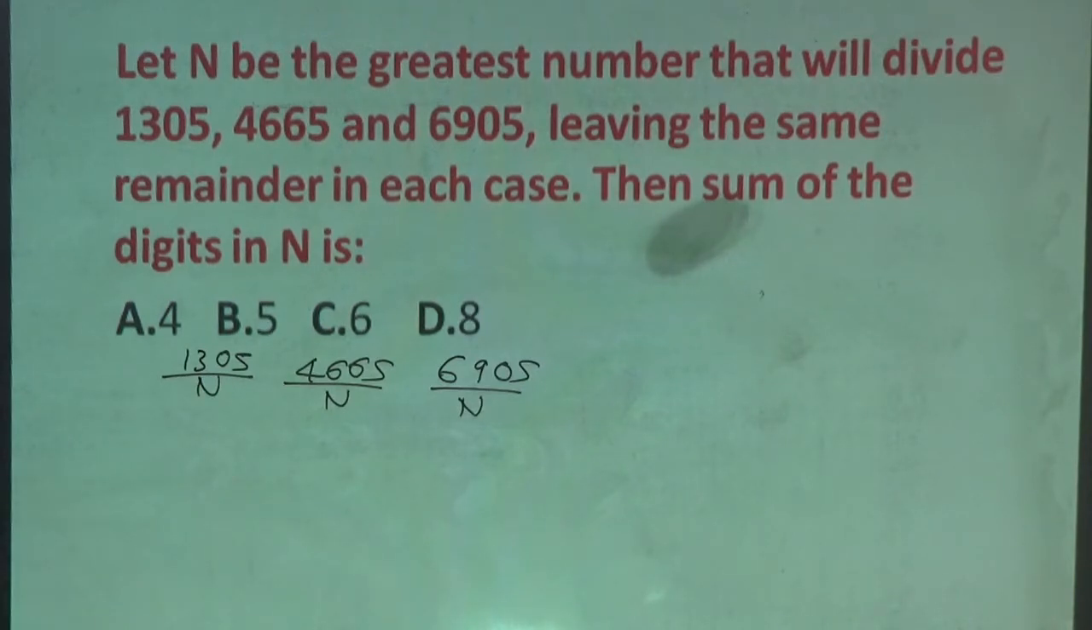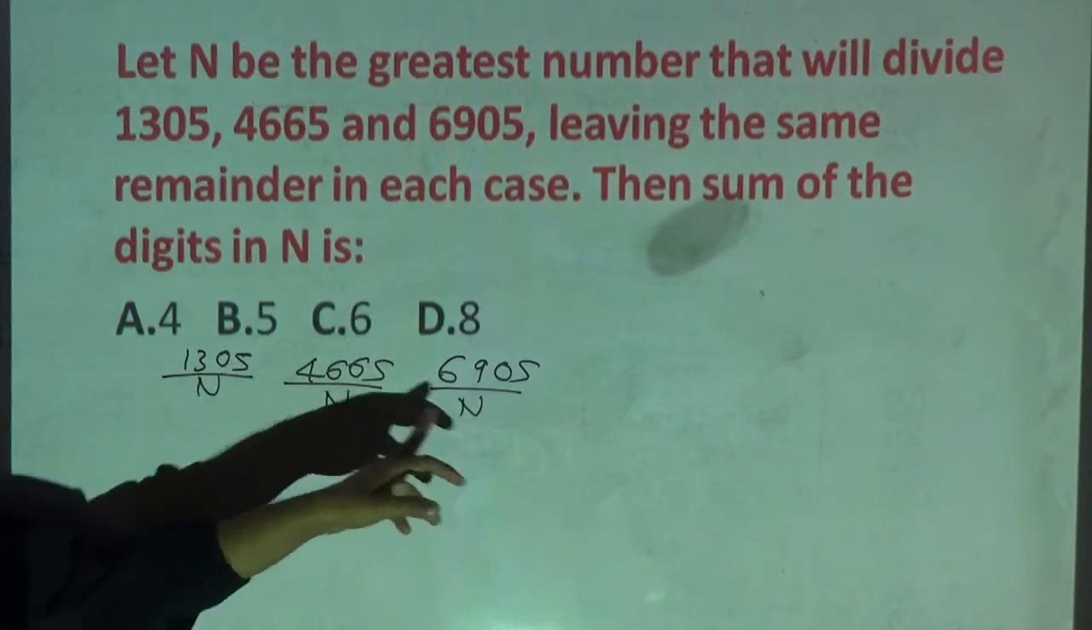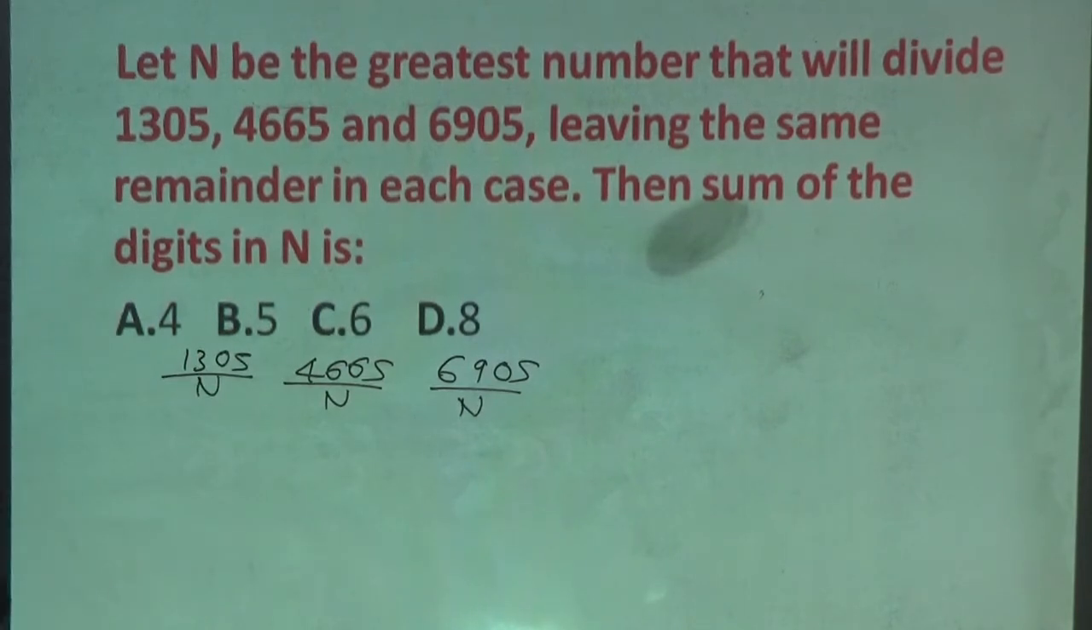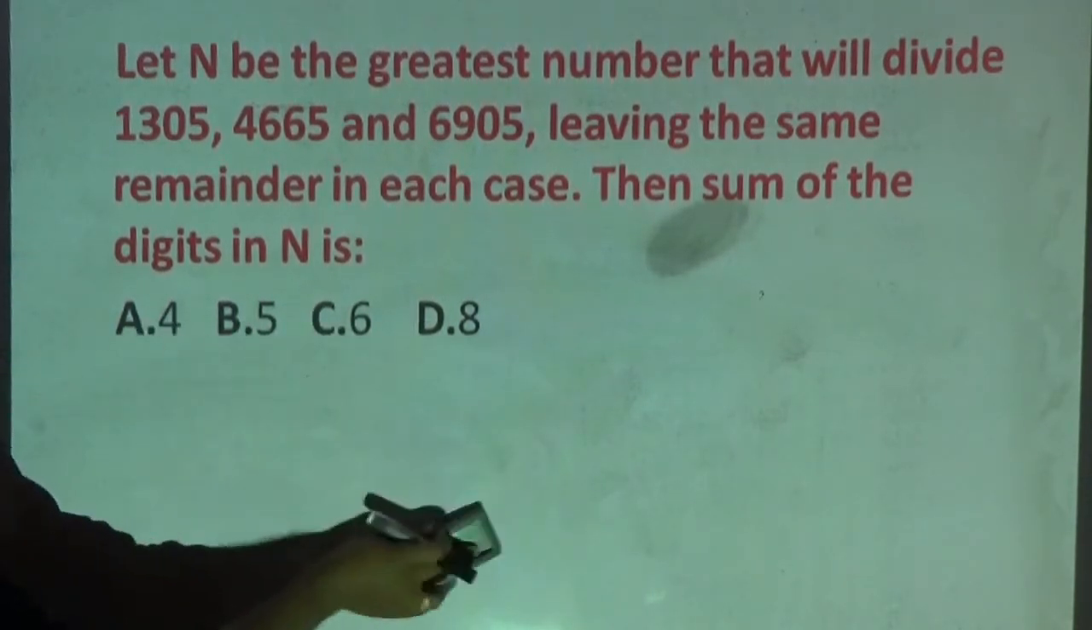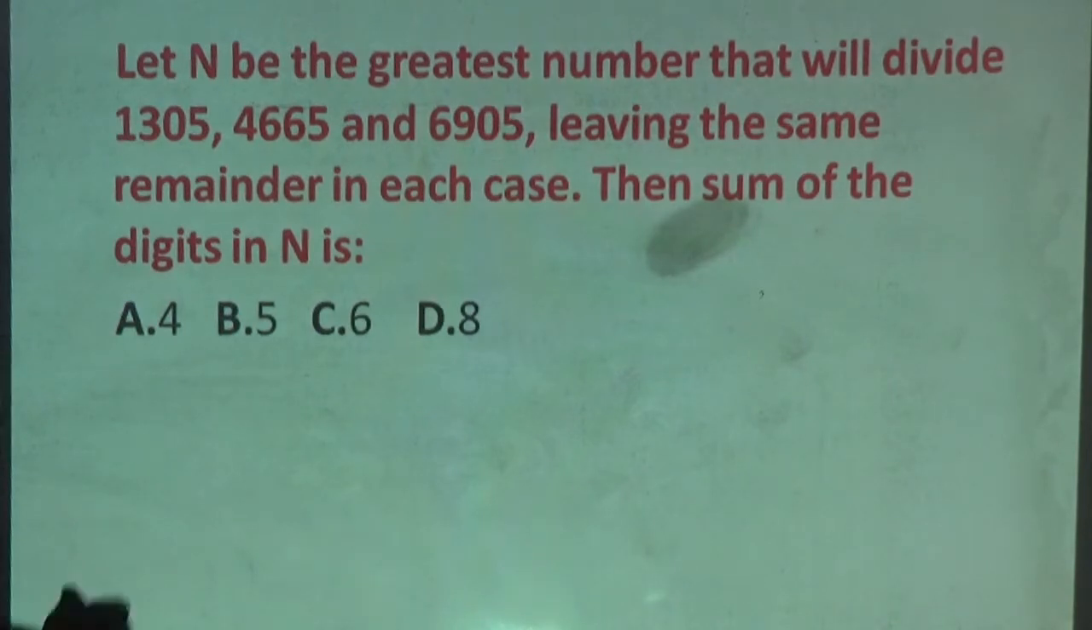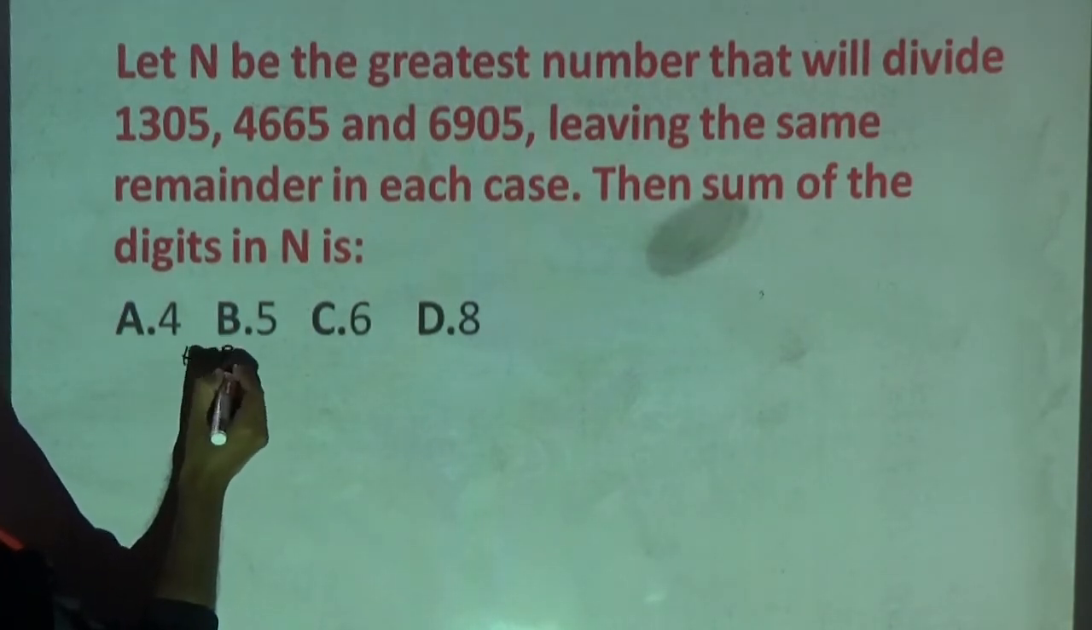First, you see here, the number that I want is in the denominator. That means what am I finding? I am finding the HCF. But it is going to give the same remainders. So what is the concept you have to apply? HCF with the same remainder means what?